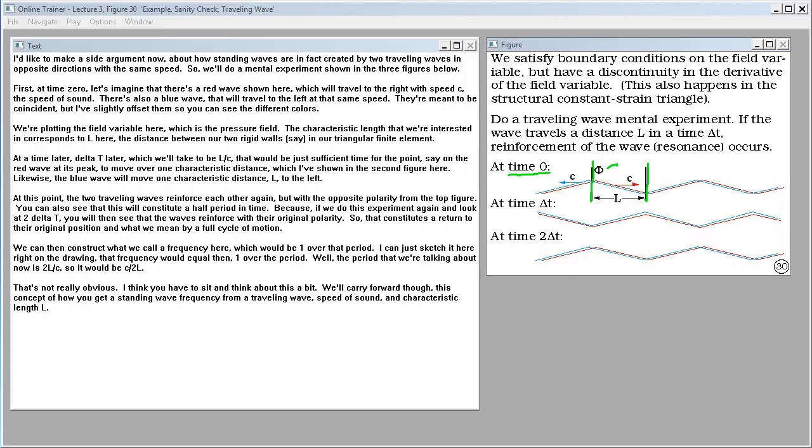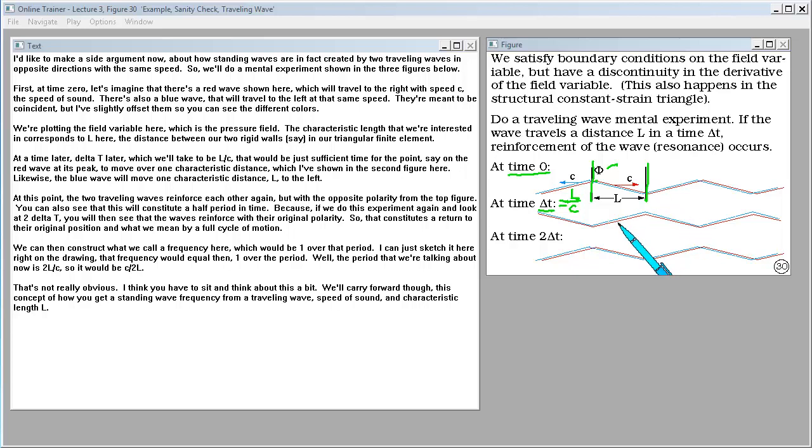At a time delta t later, which we'll take to be L over c, that would be just sufficient time for the point, say, on the red wave at its peak to move over one characteristic distance, which I've shown in the second figure here. Likewise, the blue wave will move one characteristic distance L to the left. At this point, the two traveling waves reinforce each other again, but with opposite polarity from the top figure.